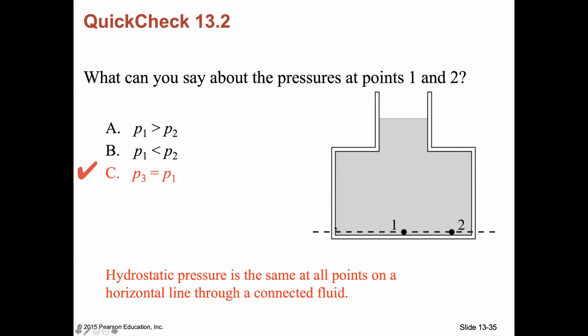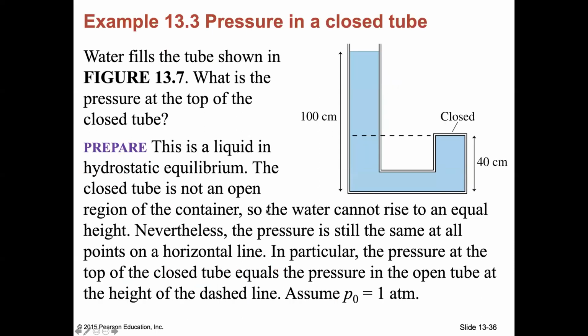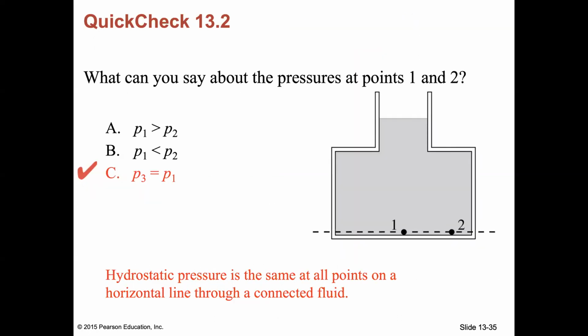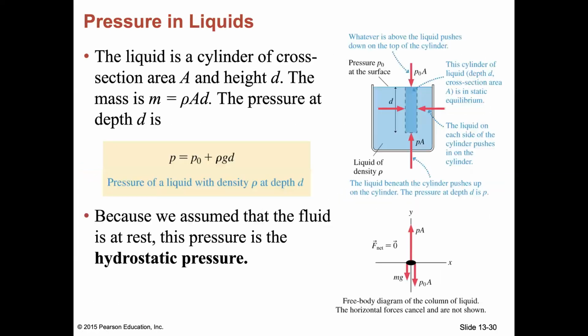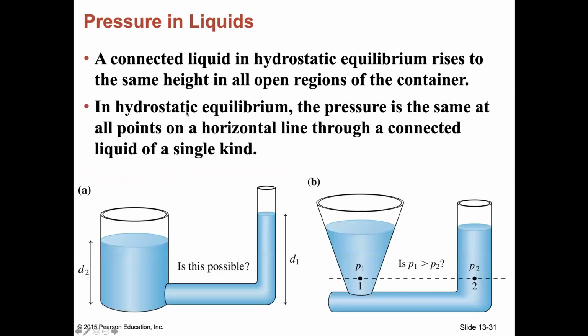Still, by rule number 2, they're at the same level, on the same horizontal line, so they should have the same pressure. But let's go back and see the rules. Be careful that when we use rule number 2, it says it's a connected liquid of a single kind. If it's not a single kind, then things turn more complicated.